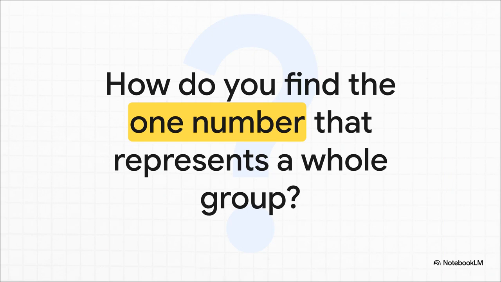So, picture this. You've got a long list of numbers. It could be anything. Prices, test scores, you name it. And you need just one number to sum it all up. That's the challenge. How do you find that single representative number?